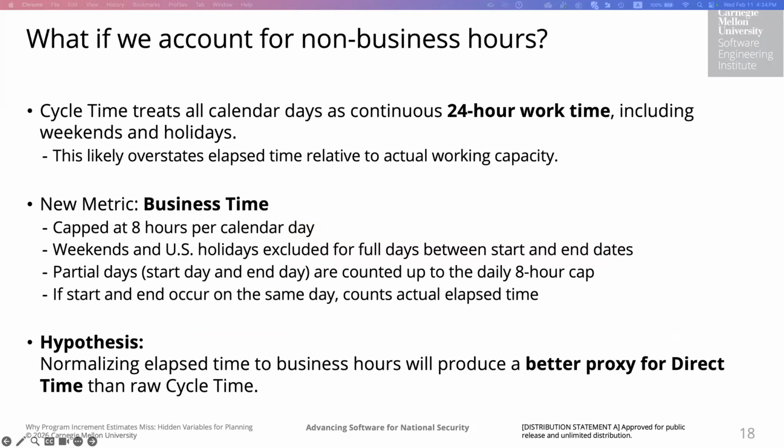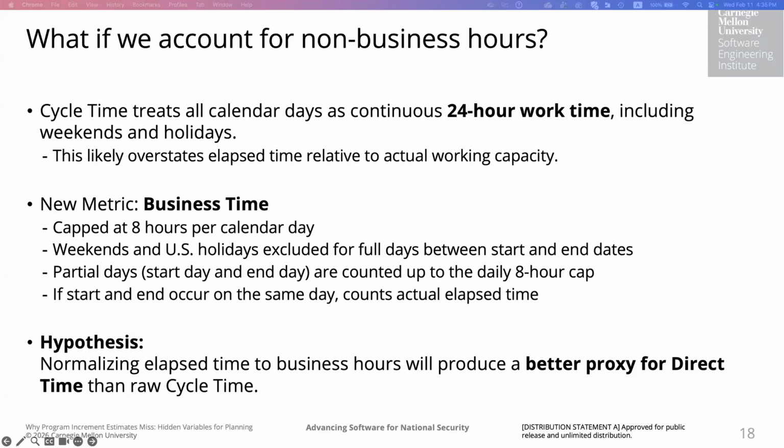Business time applies a simple capacity constraint. It is capped at 8 hours per calendar day. The weekends and US holidays are excluded for full days between the start and the end times. The partial start and end dates are covered up to an 8-hour cap. If the work starts and ends on the same day, we use the actual time.